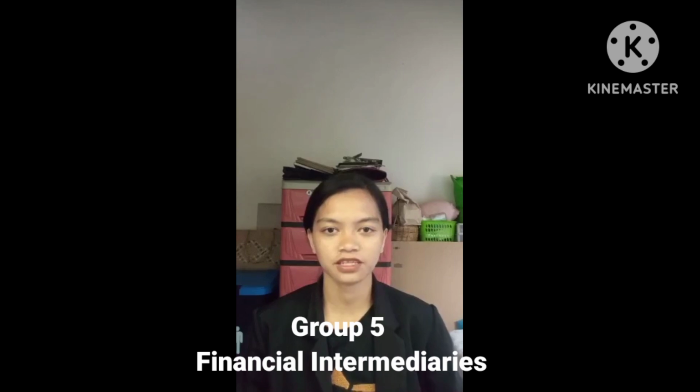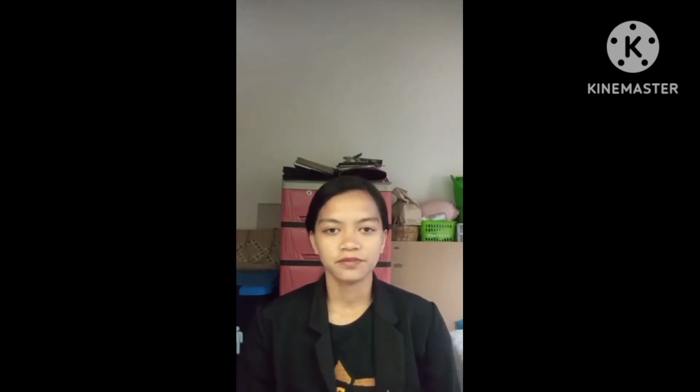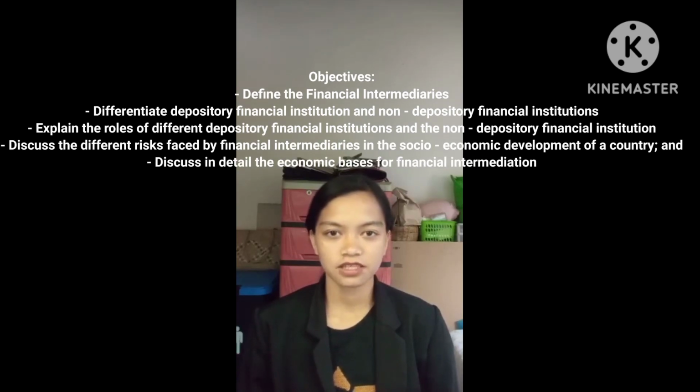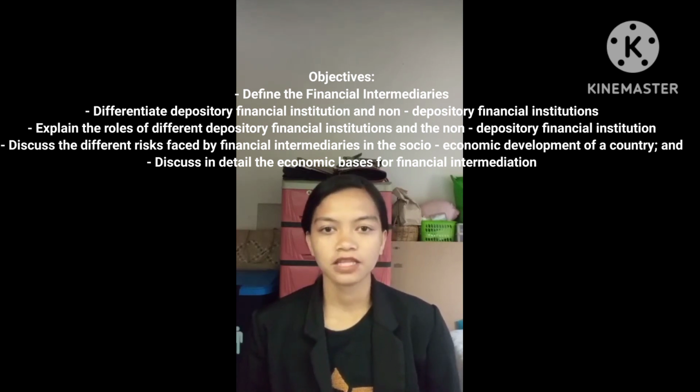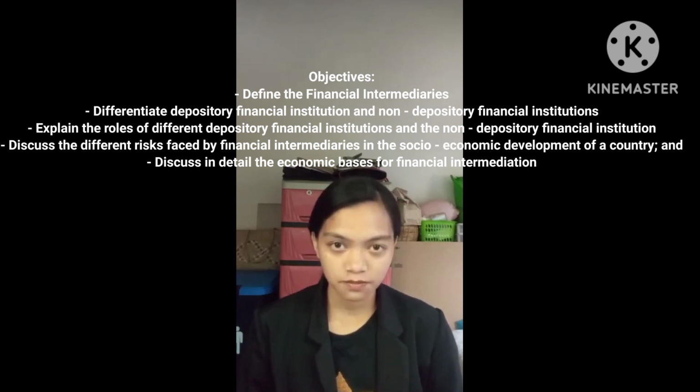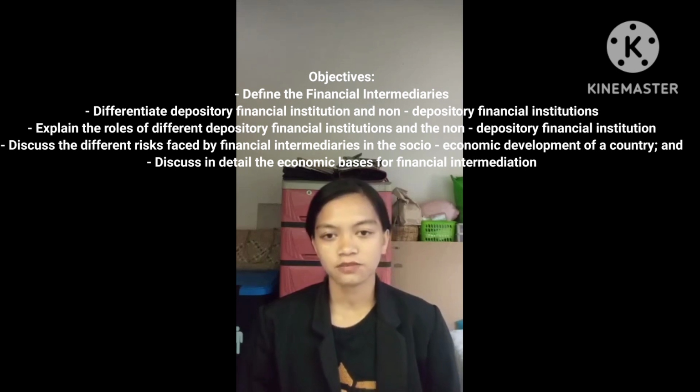First, objectives. Define the financial intermediaries. Differentiate depository financial institutions and non-depository financial institutions. Explain the role of different depository financial institutions and the non-depository financial institutions. Discuss the different risks faced by financial intermediaries in the socio-economic development of a country, and discuss in detail the economic basis for financial intermediation.